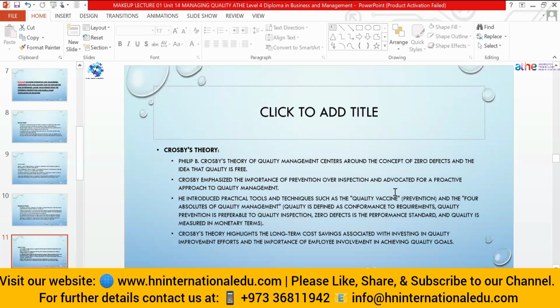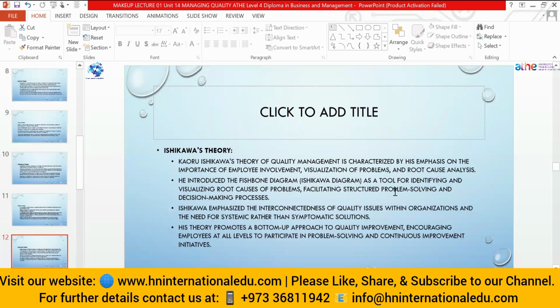Okay, Crosby's theory highlights the long-term cost savings associated with investing in quality improvement efforts and the importance of employee involvement in achieving the quality goals. So whatever the goals in the organization, if the organization is using this theory, then they need to focus on employee involvement and motivation as well, with whatever motivational factors we are taking for employee engagement and the quality goals. So these were the four theories, and out of them, you need to select only two for your answer.